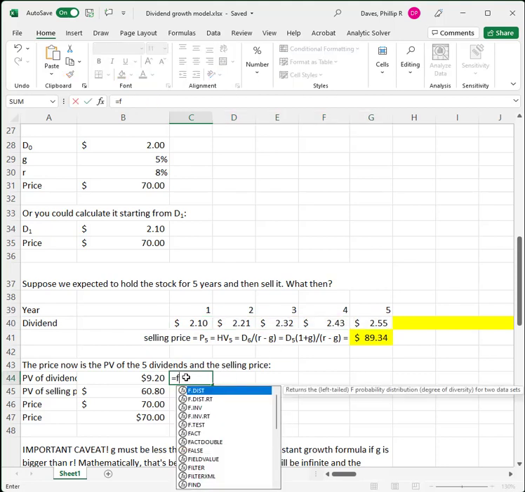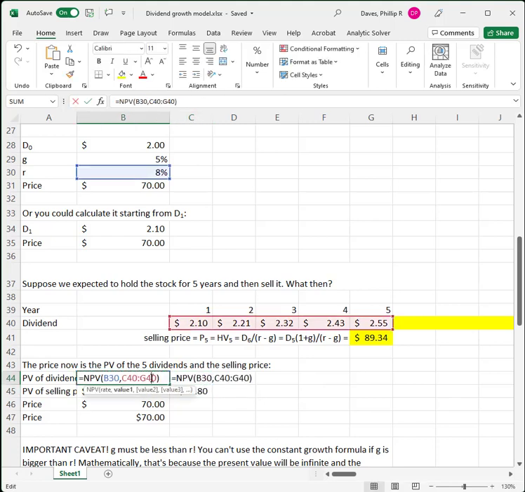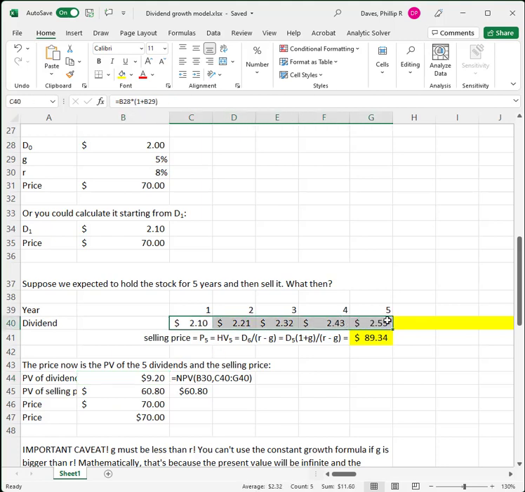The dividends themselves, the 2.10, the 2.21, the 2.32, the 2.43, and the 2.55, are worth $9.20. How is that calculated? Let's look at the formula. It's calculated using the NPV function, net present value, and we'll go ahead and look and see how it asks for the inputs. The net present value function has the rate in it, that would be 8%, and then the values in years 1, 2, 3, 4, and 5. So the 5 dividends themselves, the present value of all of those is equal to $9.20. And notice that's a good deal less than, look there at the very bottom, the sum of those dividends, which is $11.60. Clearly, time value of money matters.